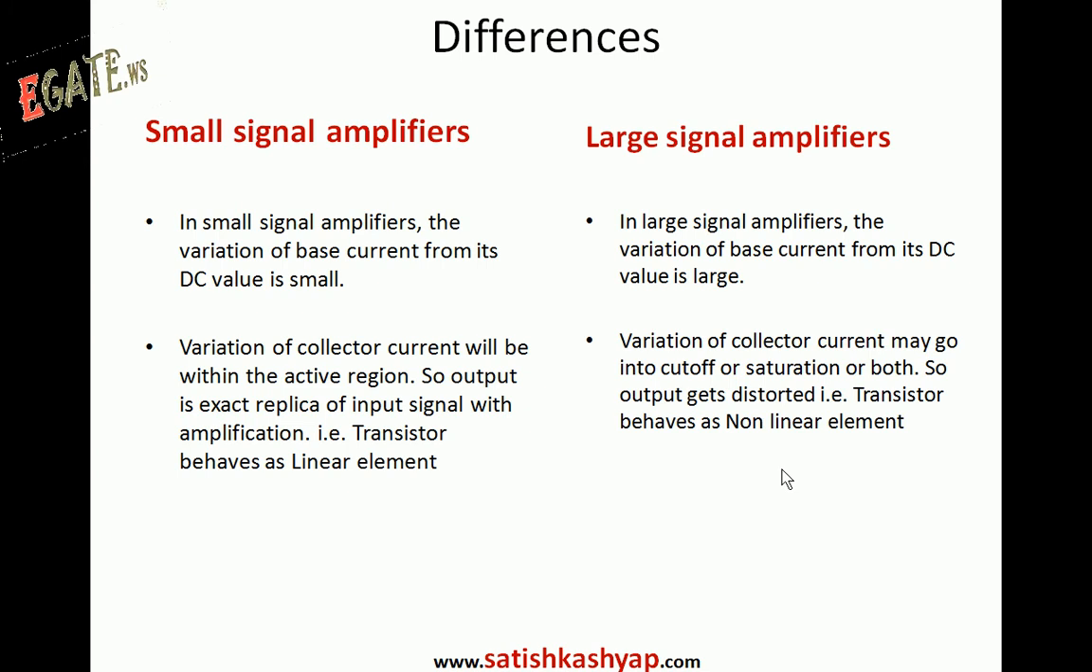In large signal amplifiers, distortion appears. In small signal amplifiers, distortion is not there. So the distortion appearing in a large signal amplifier means the transistor acts as a non-linear element. The transistor behaves as a non-linear element in large signal amplifiers. We will see one more important difference.